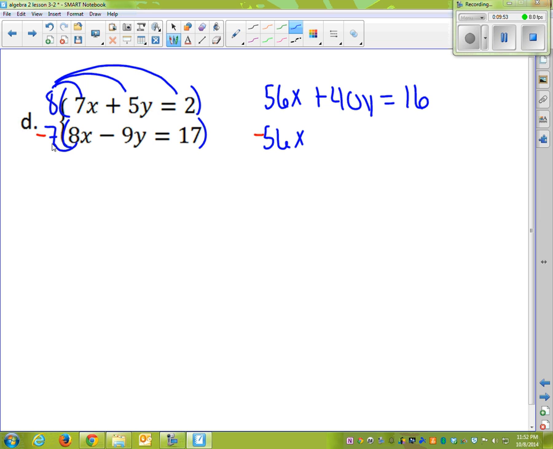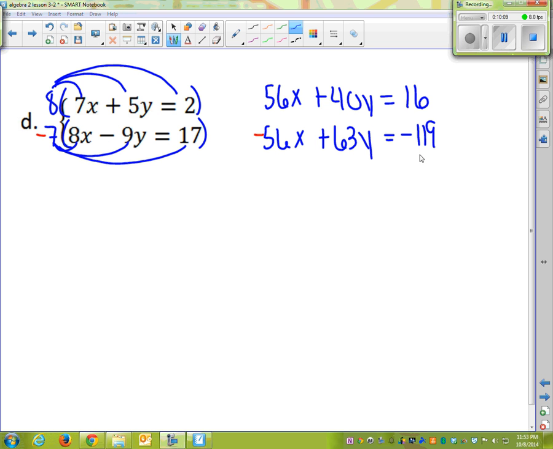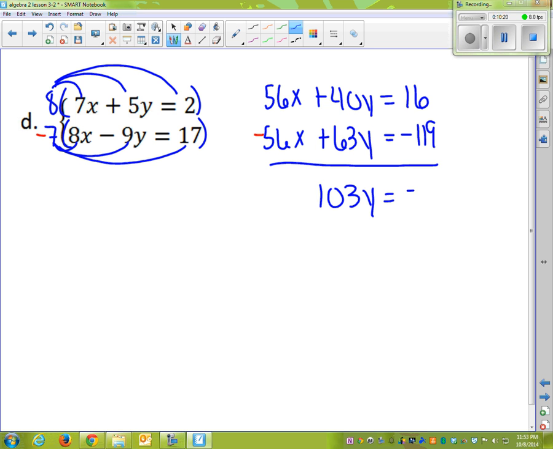And do the same thing to the bottom, but now with negative 7. 7 times 9 is 63. Two negatives make it positive. And negative 7 times 17 is negative 119. Add those together. The x's cancel. I get 103y is equal to negative 103, and divide by 103. Y equals negative 1.